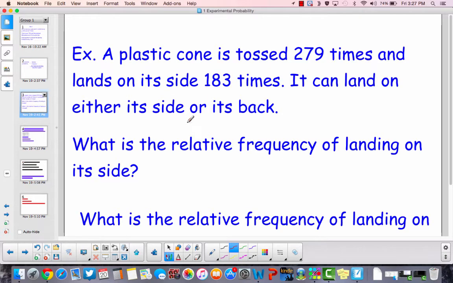Okay. Let's take a look at some examples here. A plastic cone is tossed 279 times and lands on its side 183 times. It can land on either its side or its back. What is the relative frequency of landing on its side? Well, 183 is the desired outcome, 279 is the total, and so that is my relative frequency.